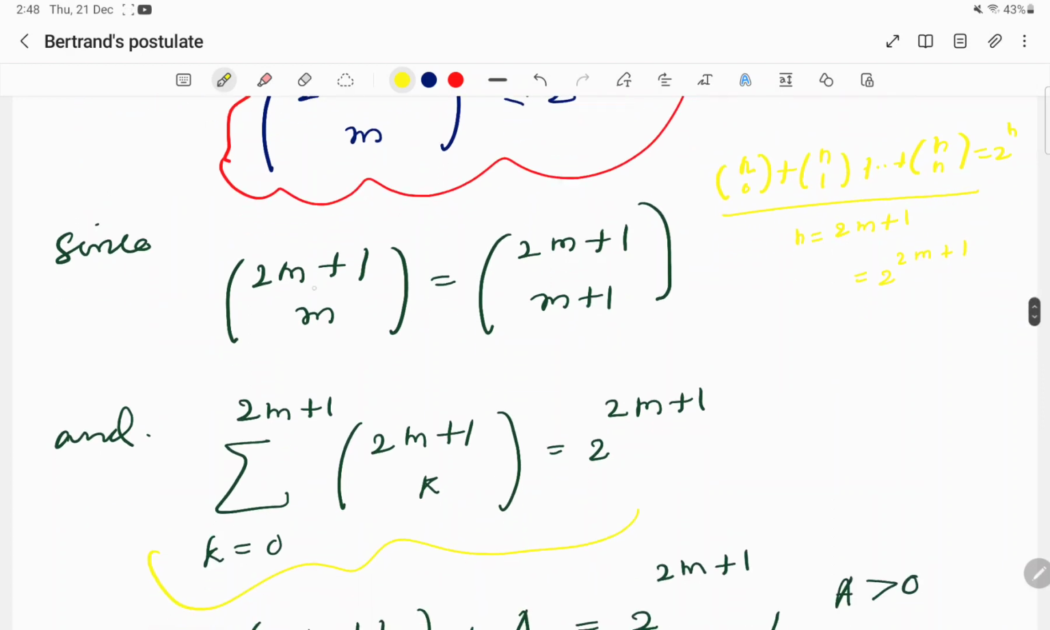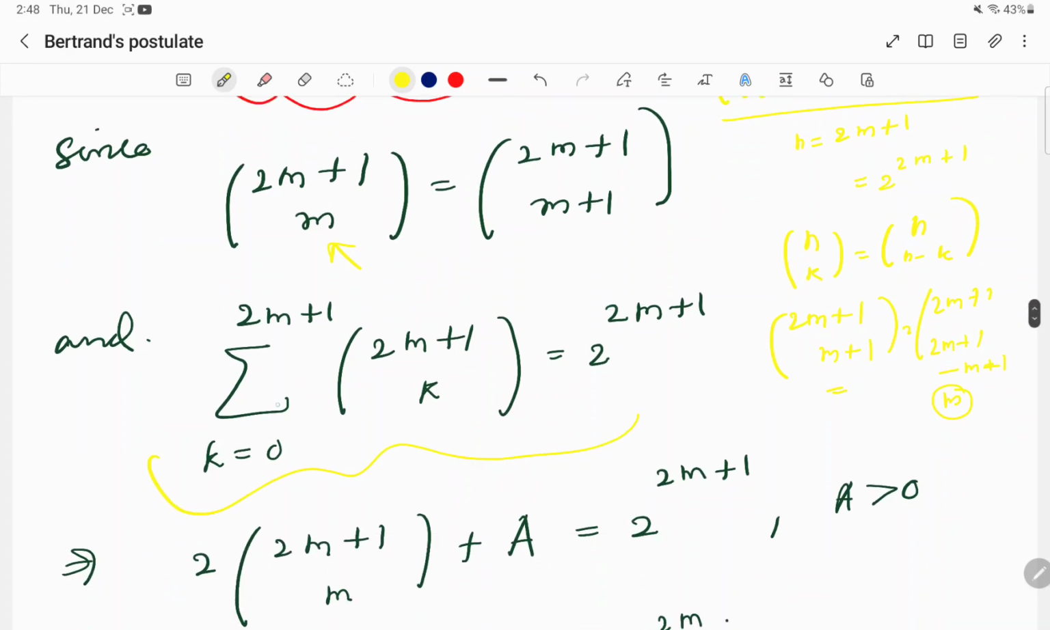And you have to notice that these two fellows are equal: 2m plus 1 choose m, and 2m plus 1 choose m plus 1, they are both equal, because you know nCk is equal to nC(n minus k). So 2m plus 1 minus (m plus 1) is just m. So this is equal to 2m plus 1 choose m plus 1 equal to 2m plus 1 choose m.